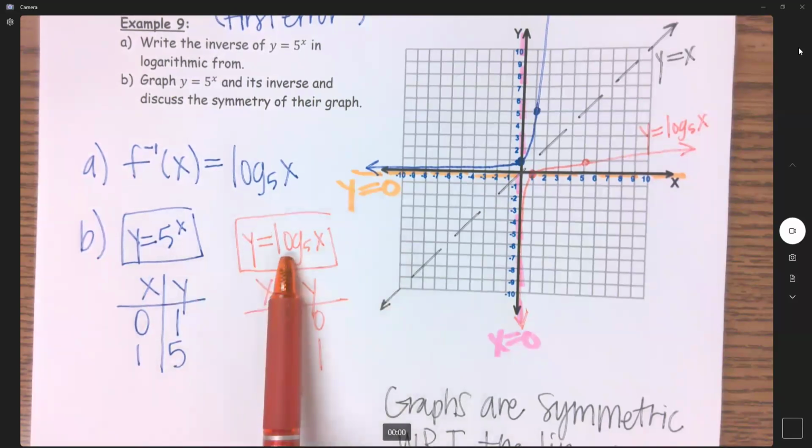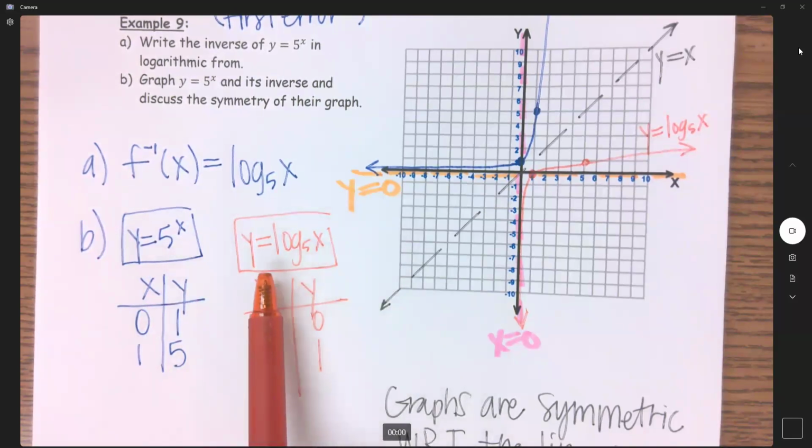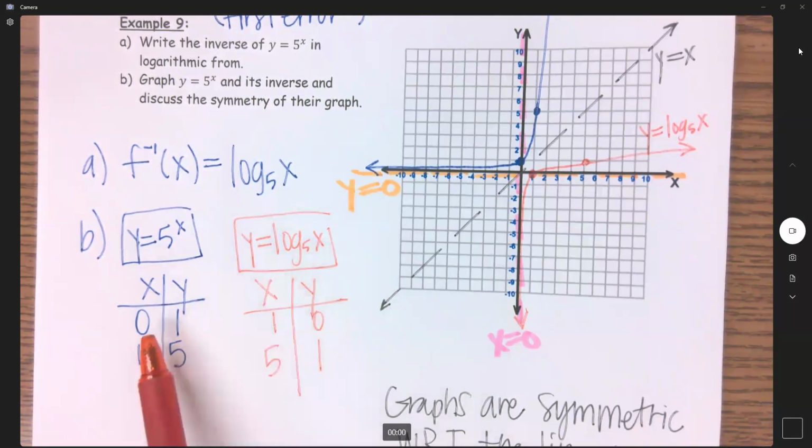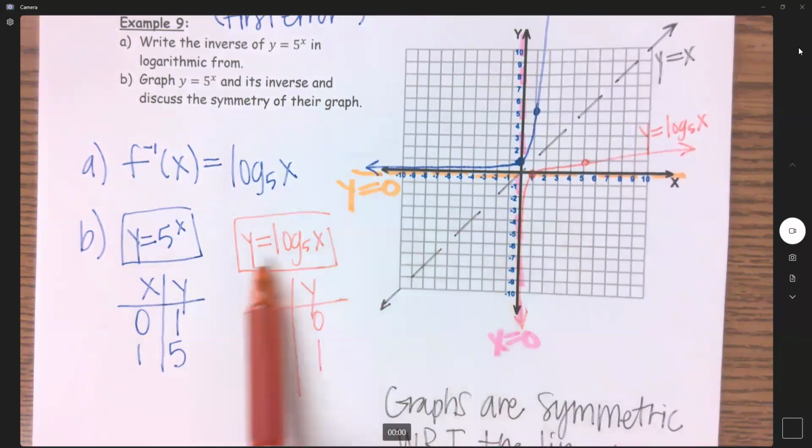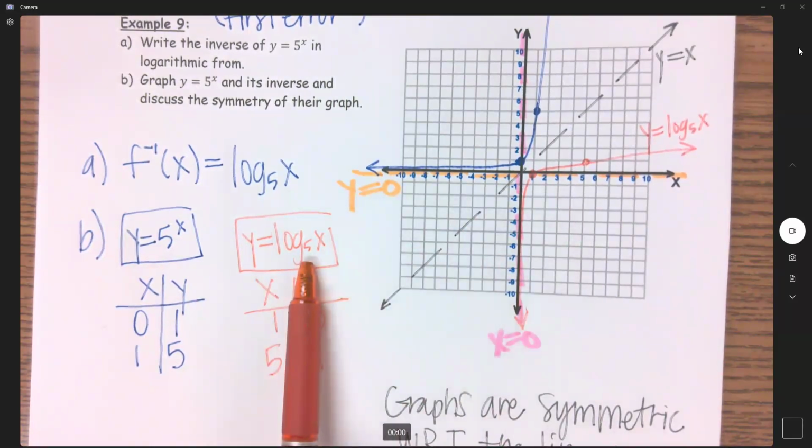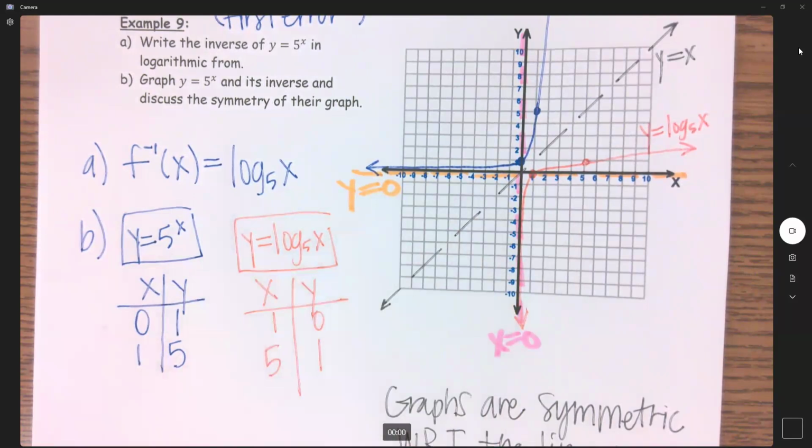Same thing here. You need to hover over your graphing tools. One of them will say a log tool. Click on the log tool, click anywhere in your graph, and then change the base from e to whatever base you have. In this case, it would be 5.